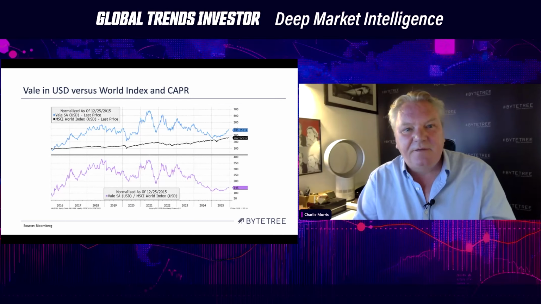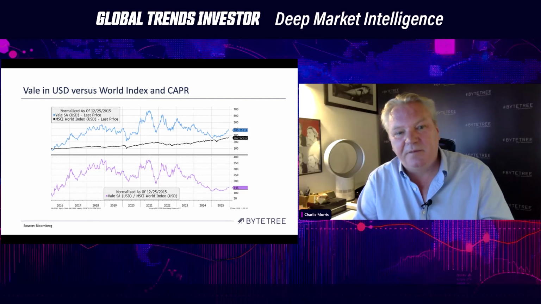Now I'm going to take that dollar price of Vale in blue and compare it to the world index in black. You can see it's outperformed over the years, starting at 100. The purple line gets to 145, and so it's beaten the world index by 45% over a 10-year period. Now, what we picked up on was not only the blue price was starting to improve, but the price relative to the market. And I think that's pretty interesting.